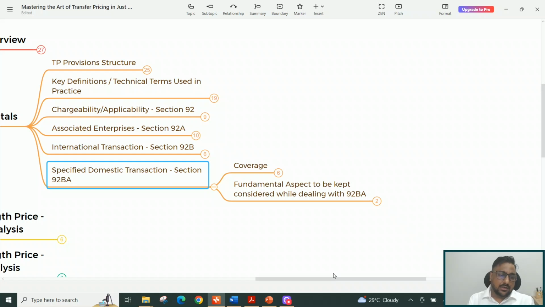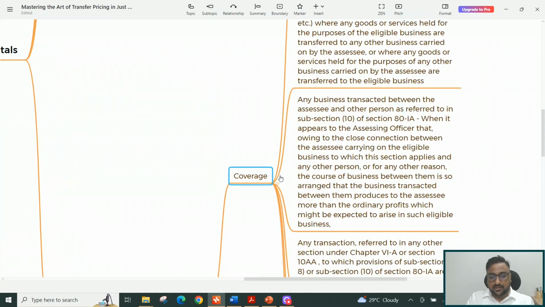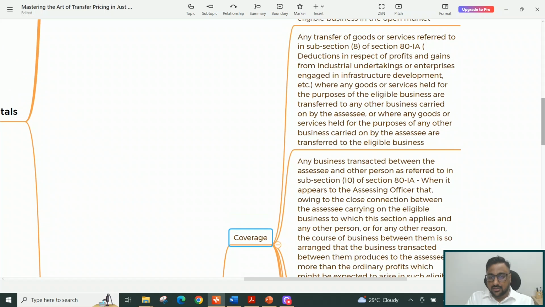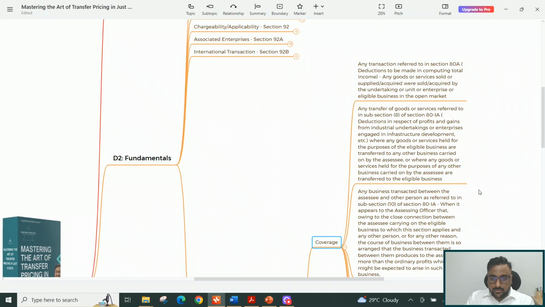So guys, under specified domestic transaction, which is section 92BA, we have two things to discuss. First is the coverage, and the second is the fundamental aspects to be considered while dealing with 92BA. Now let me move on to the coverage part. Coverage is basically the scope where you need to apply the SDT provisions, the transactions which can be classified as SDT, where you need to undertake transfer pricing analysis.